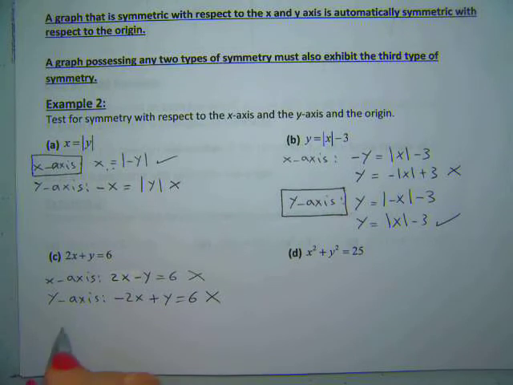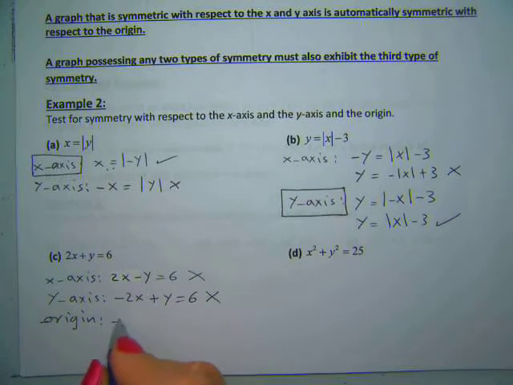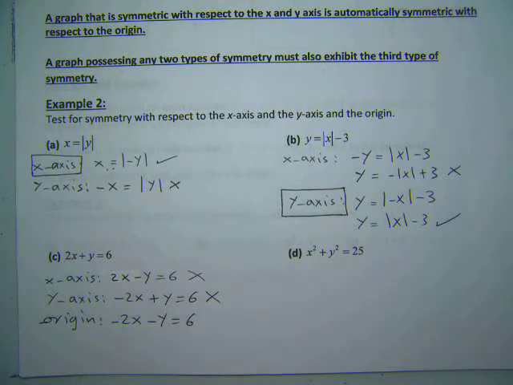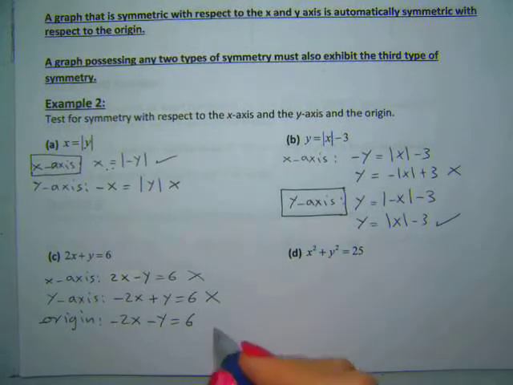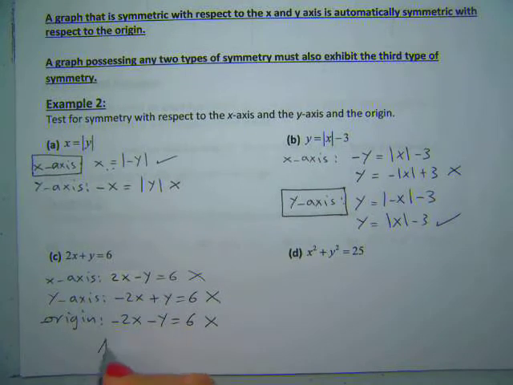Now, let's try the origin. Replacing x with -x and y with -y equals 6. Is this equivalent to this? Absolutely not. The right-hand side should have been -6 for it to be equivalent. So here we have none.